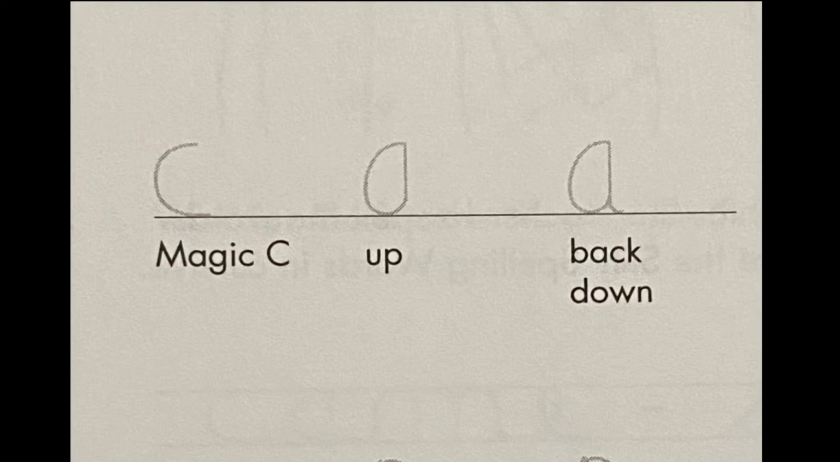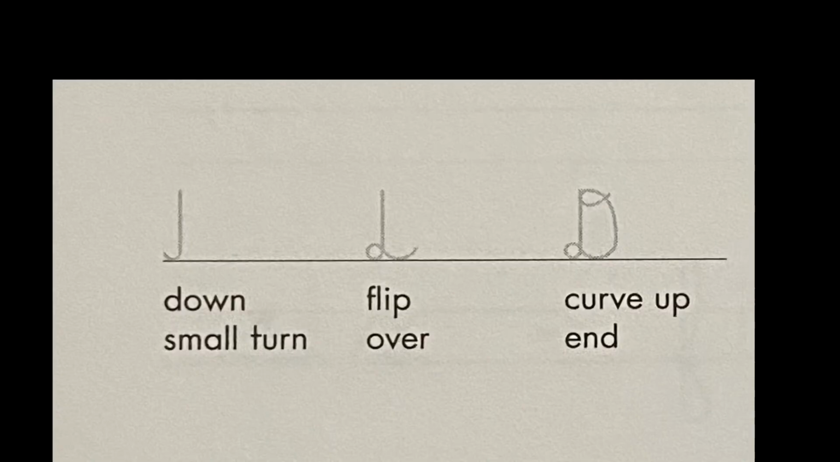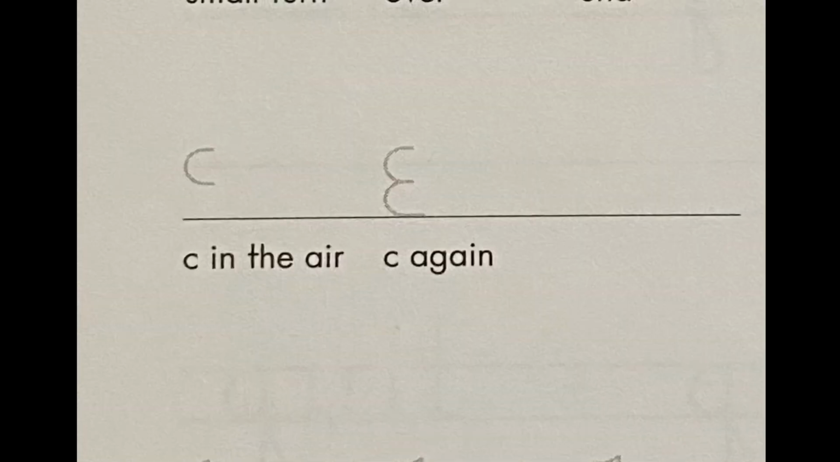We start with a magic C, bump it up and back down, just like a lowercase a, only this is a tall letter. Capital B, we start with a ready and down. Then we bump it up and around once again. Capital C is simply a magic C that is a letter that is tall instead of small. Capital D, we start with a line down, then a small turn and we flip it over, then we curve it up and end. Capital E, we make a C and a C again.